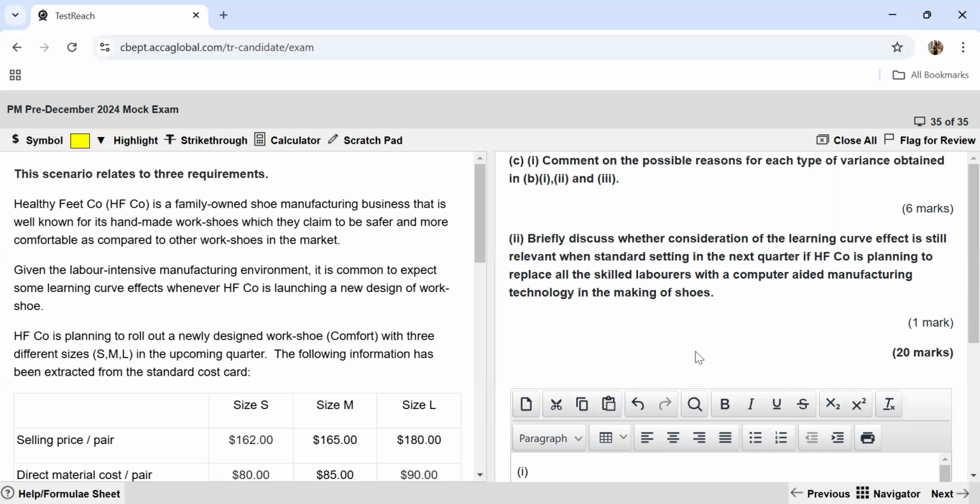That means you will now incur more costs over the running of those technologies which you are putting in the process. So with this, we are through with the debrief of your PM pre-December 2024 mock exam.